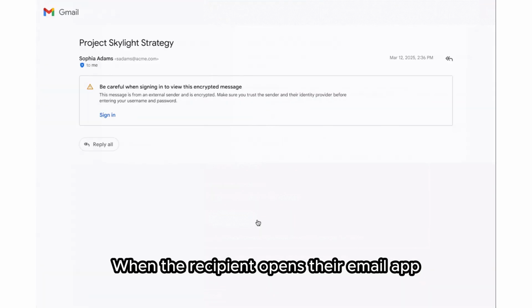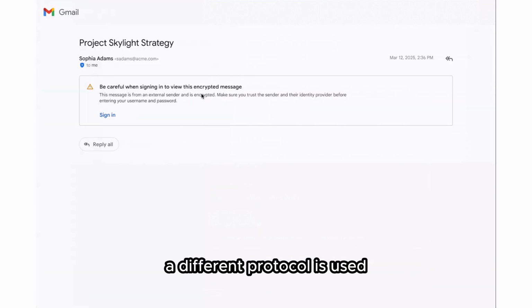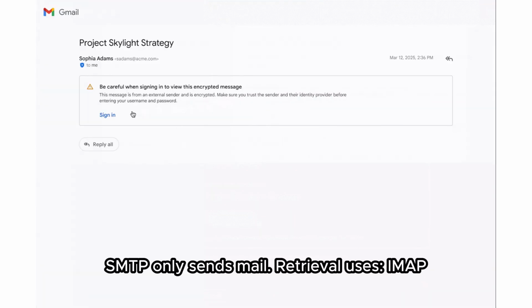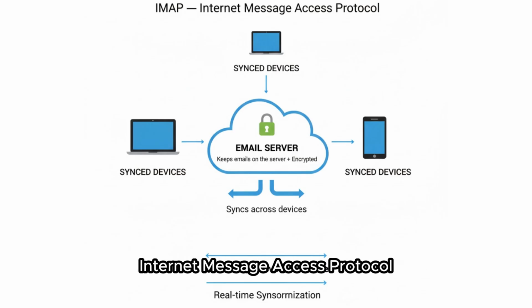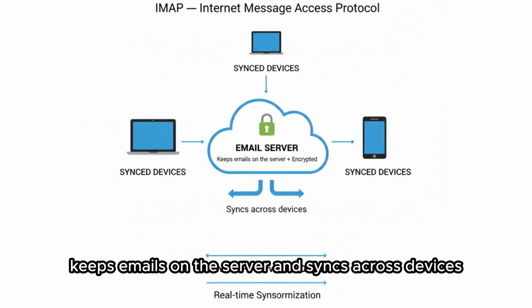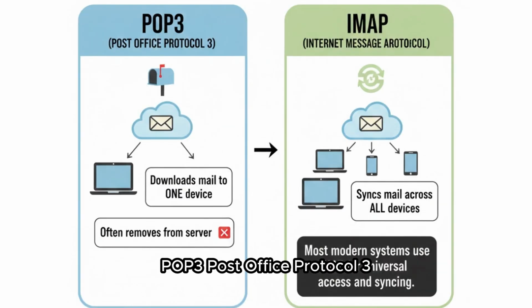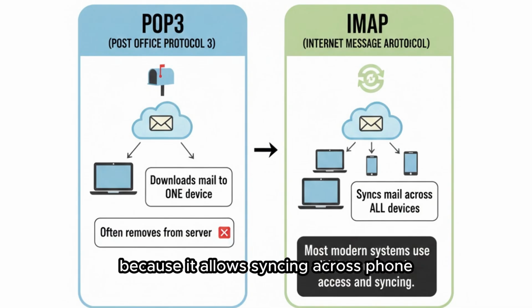When the recipient opens their email app, a different protocol is used. SMTP only sends mail. Retrieval uses IMAP, Internet Message Access Protocol, which keeps emails on the server and syncs across devices. POP3, Post Office Protocol 3, downloads mail to one device, often removing it from the server. Most modern systems use IMAP because it allows syncing across phone, laptop, tablet, everywhere.